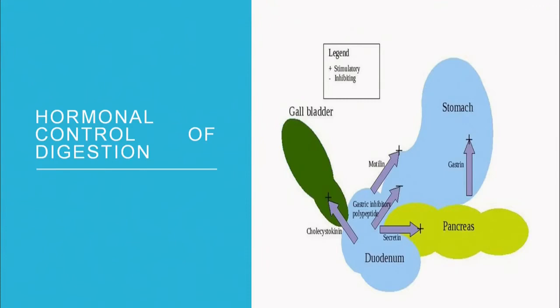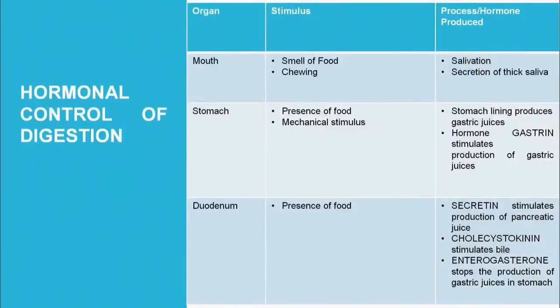Now, what are the hormones which control digestion? These are the different hormones which are produced by the duodenum, stomach or the gallbladder. Organs, we'll say the mouth: what is the stimulus which results in the production of the enzyme or hormone? It is the smell of food in the mouth or the chewing that increases the salivation and the secretion of thick saliva.